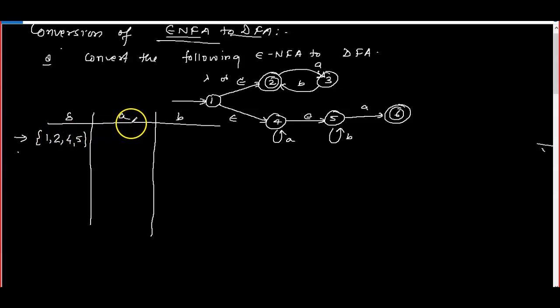Now the transitions on A. 1 on A: there is no symbol from 1 on A, nothing. 2 on A: it goes to 3, so I will write 3. Next, 4 on A: 4 goes to 4 itself, and we can go to 5 also, because this is the epsilon path.